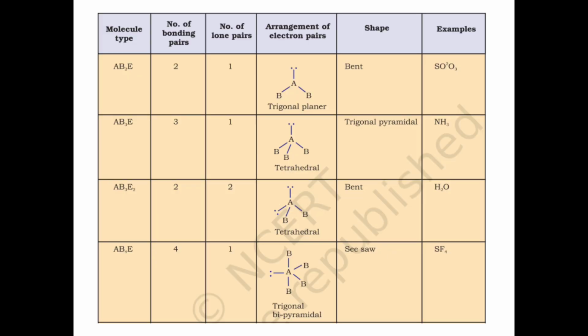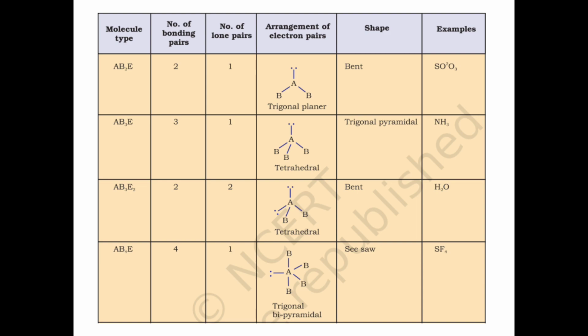This is the table. For the AB2E type of molecule, it is bent shape. AB3E type, where the number of bonding pairs is 3 and lone pair is 1: the arrangement of electrons is tetrahedral, but the shape is trigonal pyramidal. Example is NH3. AB2E2 type: the two lone pairs are directed to two tetrahedral corners and the shape will be bent. Example, water.